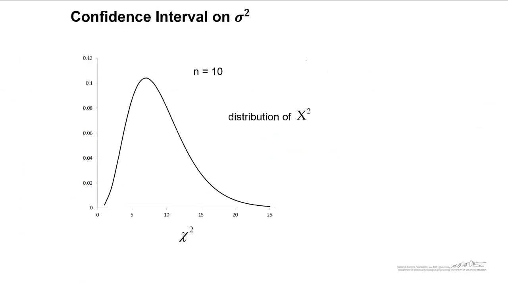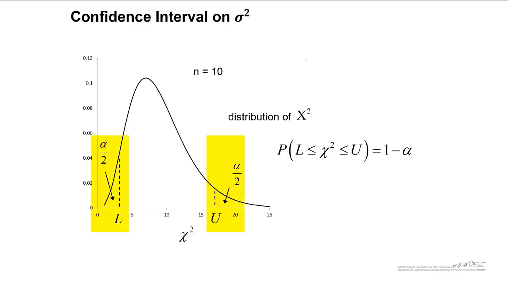Let's talk real quick about creating confidence intervals on the true population variance. We're going to base this on the chi-squared distribution. Here I have an example of 9 degrees of freedom, or n equals 10. What we're trying to do is calculate upper and lower limits, L and U, such that the probability that our chi-squared variable is between those two is 1 minus alpha. Typical values of alpha would be 2, 5, and 10%.